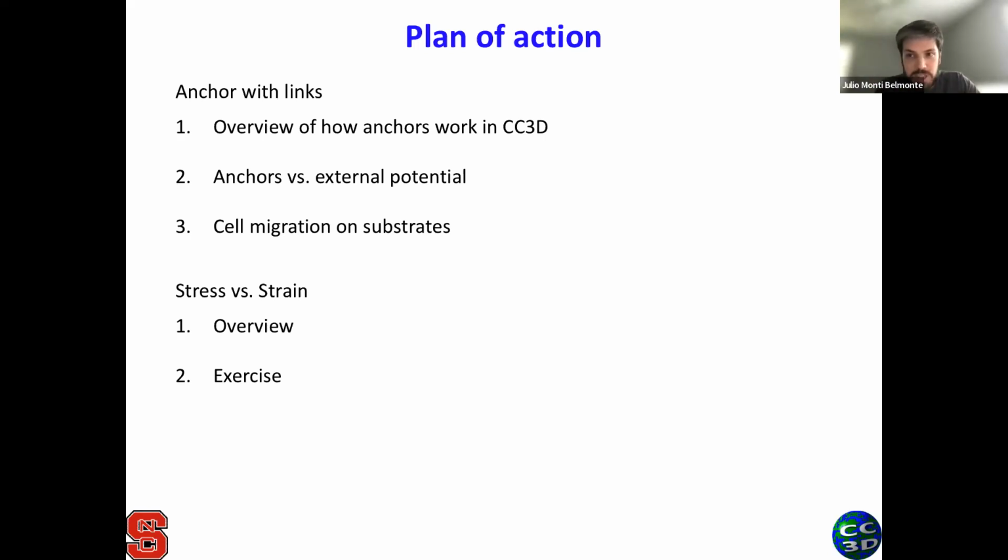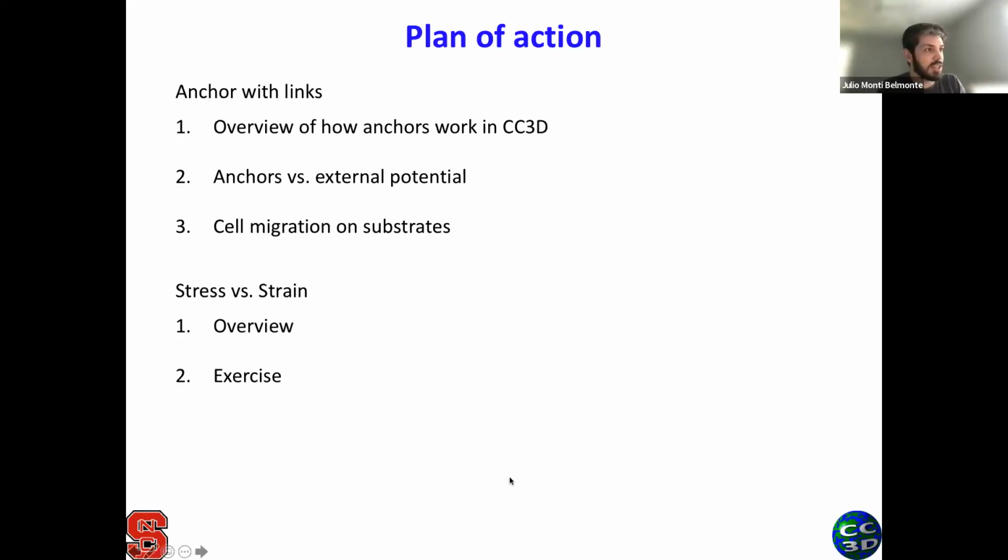The one thing that we did not talk about with links is the fact that you cannot only make links between cells, but you can also make links between the center of mass of cells and a specific point in space. Okay, so we're going to talk about anchors. That's what we call those types of links. Then we're going to do 2 exercises: anchors versus external potential, and using anchors as a way to make some migration. Okay, so that's the plan. And then we switch to stress strain. We do have to stop at 4:30, so there's not much time.